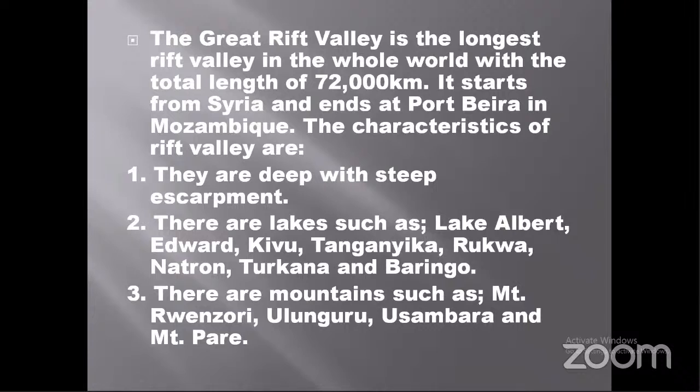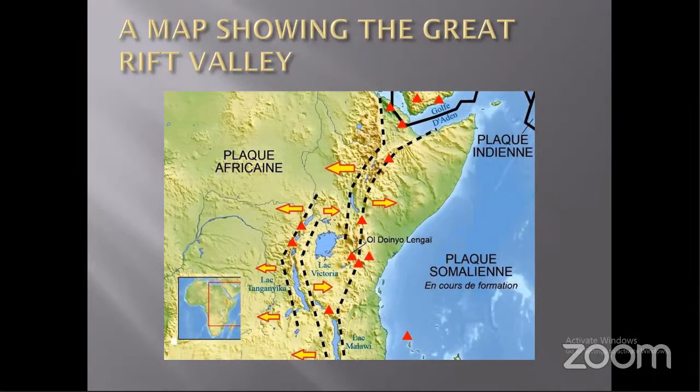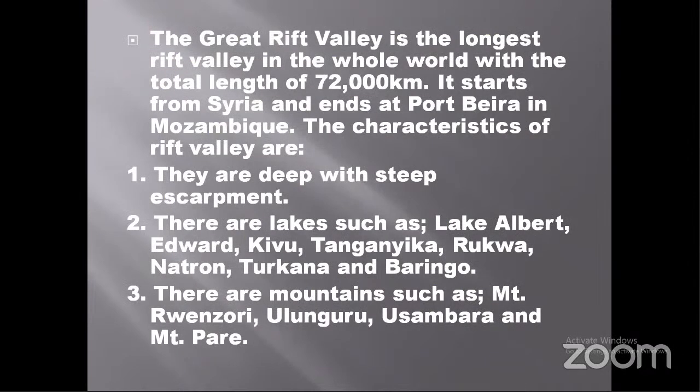The Great Rift Valley is the longest rift valley in the whole world, with a total length of 72,000 kilometers. In fact, it connects from Syria. When you look at the Great Rift Valley, it's from Syria up to Malawi. But here we are looking only at the portion in the African part. It is called the Great Rift Valley because it moves right away from Syria down to Zimbabwe. Are you following? Yes. It starts from Syria and ends at Port Beira in Mozambique towards Zimbabwe.